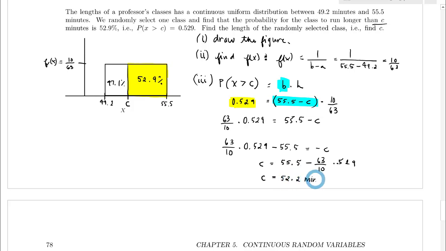And don't be alarmed because notice the length of minutes of class is similar to the probabilities that they give us. Don't confuse the two, okay? One's a probability and the other is the minutes of the class. So your answer here again, C, is this barrier, which is 52.2 minutes.